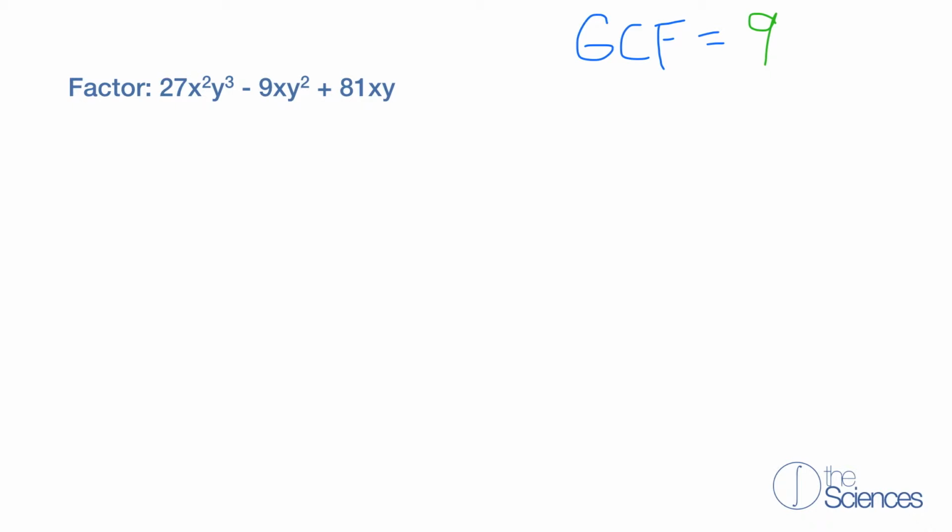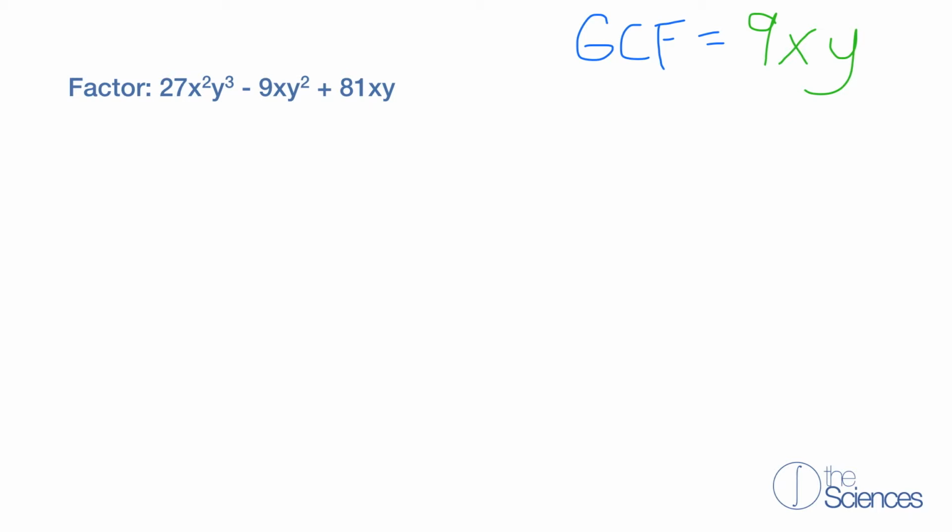Now, our greatest common factor for the variable term is the variable with the smaller exponent. So here we have x squared, we have x, and we have x. So this means our greatest common factor is just x. So here we have y cubed, y squared, and just y. So this means our greatest common factor is y. So together, our greatest common factor is 9xy.